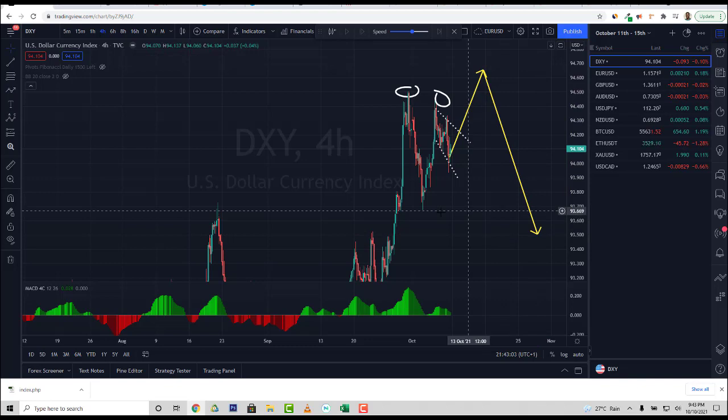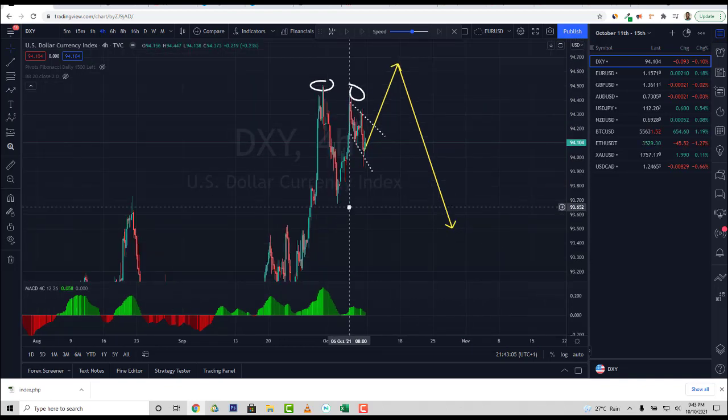So that's it for DXY. That's what our expectations are. Using your own trading style, if you see a buy trade on DXY, you have to take it, because after this impulsive move, we need to get another impulse upward here, which could actually break these zones that I marked out before falling.